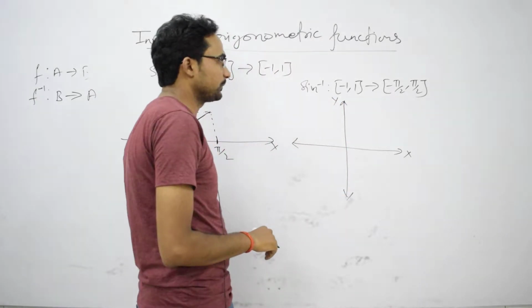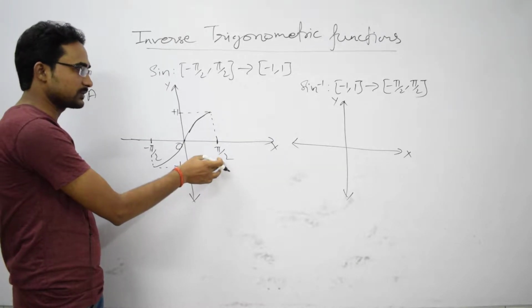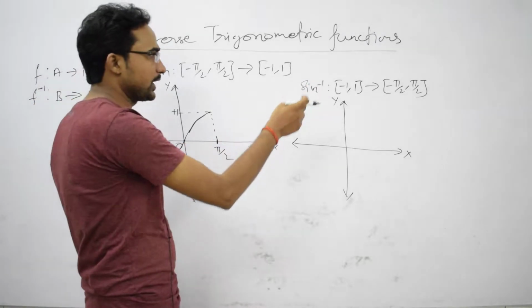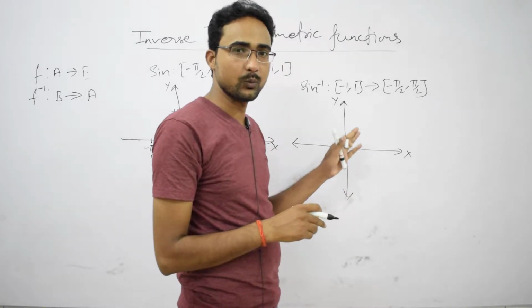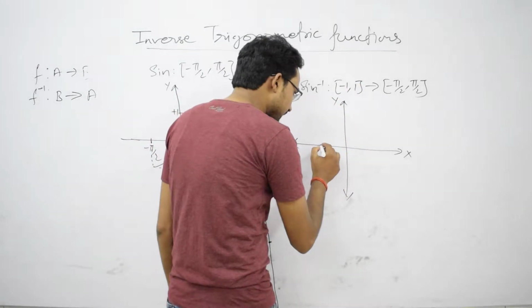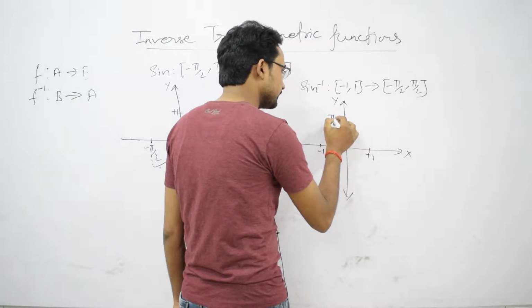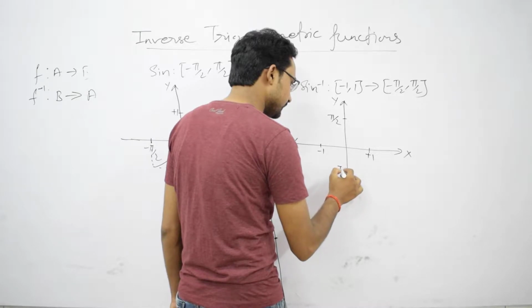Okay, now we have to represent, that means in sine I just took minus pi by 2 and plus pi by 2 on the x axis. Now, here we have to take minus pi by 2 and plus pi by 2 on the y axis, and minus 1, 1 on the x axis. So, this is minus 1 and this is plus 1 and this is plus pi by 2 and this is minus pi by 2.